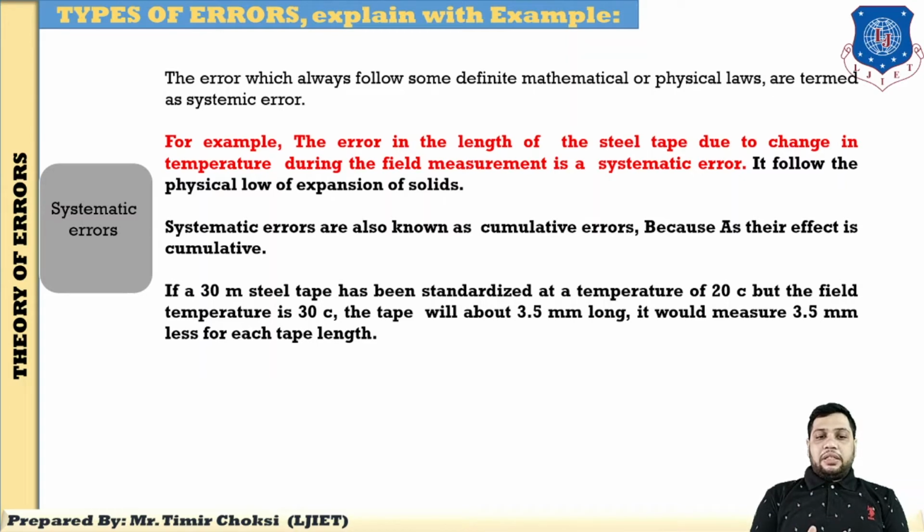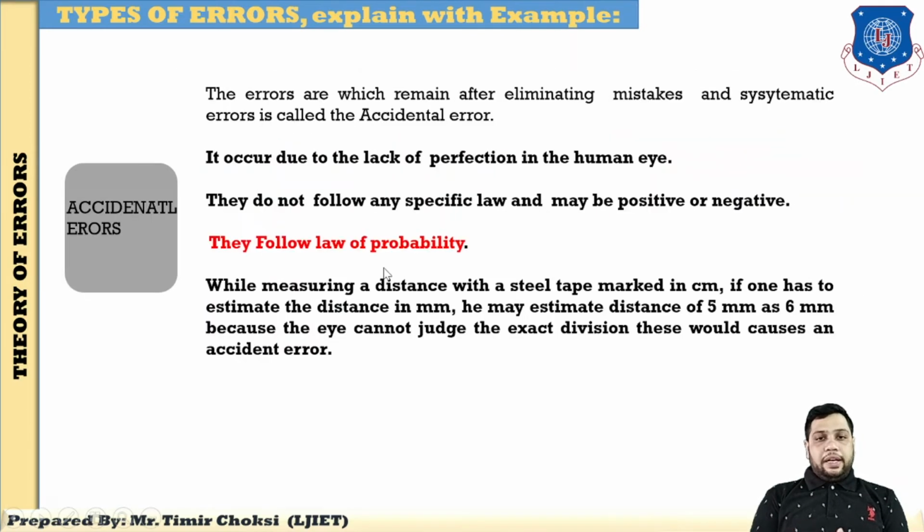Example, if a 30-meter steel tape has been standardized at a temperature of 20 °C, but the field temperature is 30 °C, the tape will be about 3.5 mm long. It would measure 3.5 mm less for each tape length. So this is an example of the systematic error. Errors which follow some defined mathematical or physical law are termed systematic. Now third, accidental error. The errors which remain after eliminating the mistakes and systematic errors are called accidental errors.